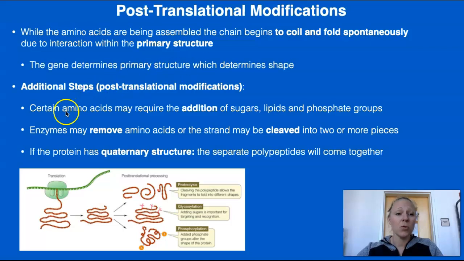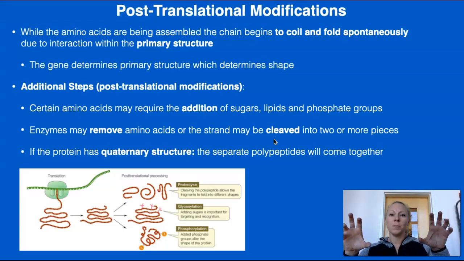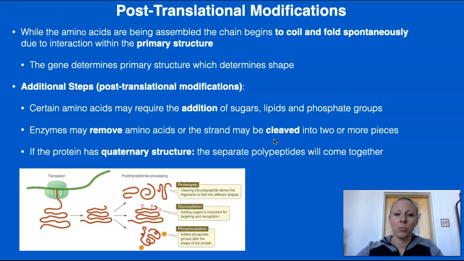So there are post-translational modifications even after that. So even after the folding, it's going to come out, it's going to fold. However, some amino acids are going to need sugars, some are going to require lipids, some are going to require phosphate groups. Also, some amino acids are going to be cleaved away, and sometimes the polypeptide will be cleaved into multiple pieces. Also, if there is quaternary structure, those polypeptides will come together. So if you remember hemoglobin, it has 4 polypeptides, and so those 4 polypeptides will come together and make that single protein at that point.